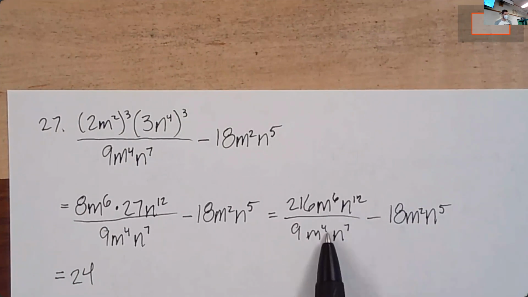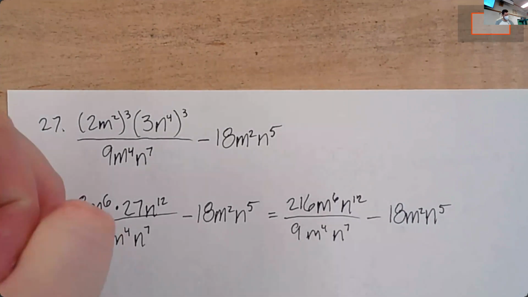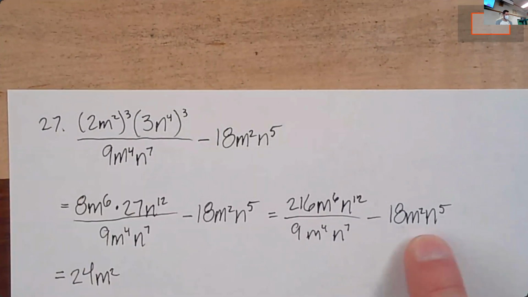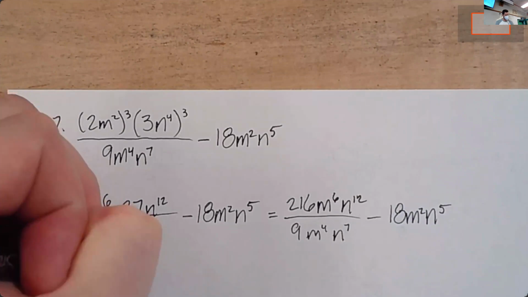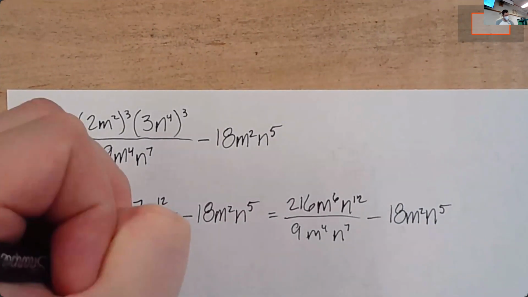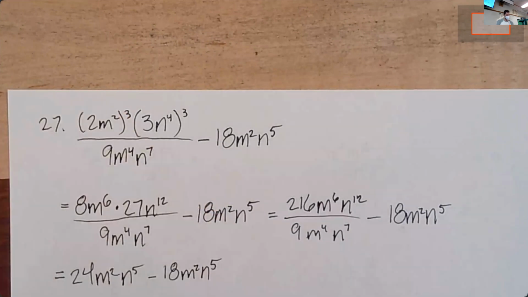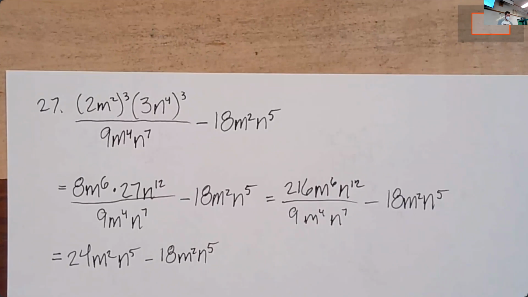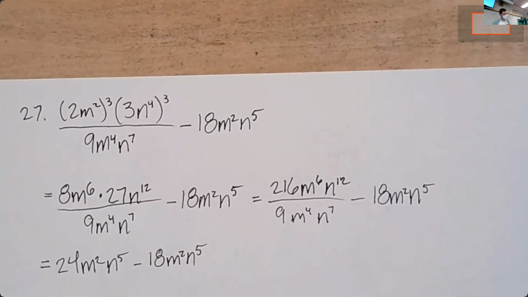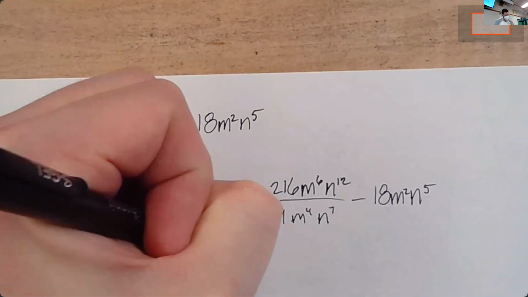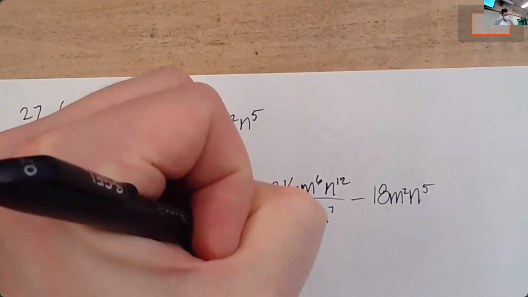Exponent of 6, exponent of 4, subtract those. 6 minus 4 is m to the 2nd power. There's our m to the 2nd. 12 minus 7 for the n's gives us n to the 5th. And what do you know? We're back with some like terms. So 24 m squared n to the 5th minus 18 m squared n to the 5th. Last step, subtract the coefficients only, leave the variables and exponents alone, keep them the same. So that'll be 6. So 6m squared n to the 5th.